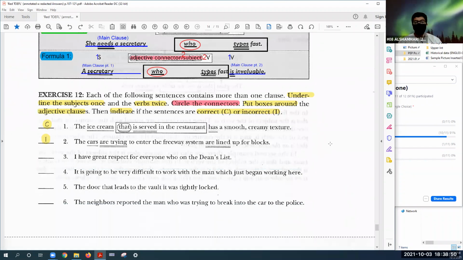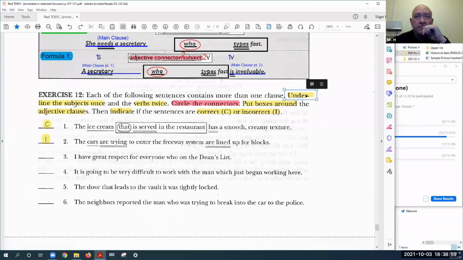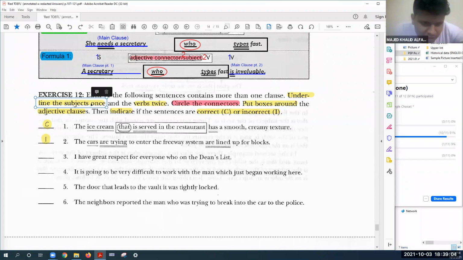Exercise 12. Are you ready? Now you've got some questions to challenge you. But first, how do we do the exercise, Majed? Underline the subject once and the verbs twice. Circle the connectors, and put a box around the adjective clause. Then indicate if the sentences are correct or incorrect. Good. Rita, I want you to explain number 1.